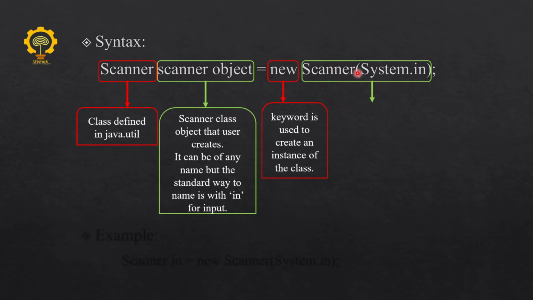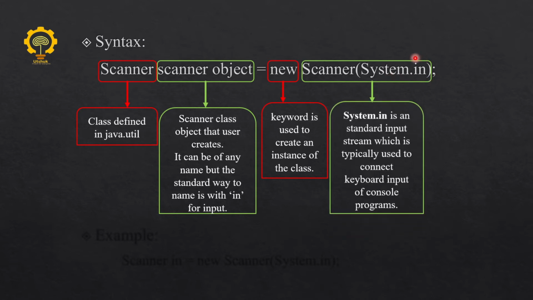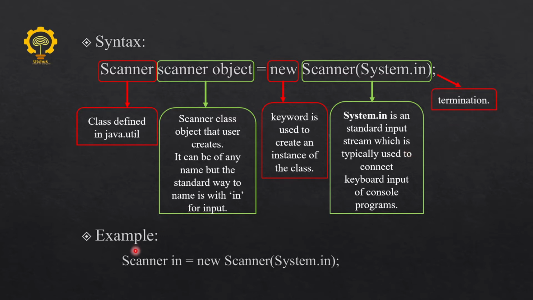And this one is the main important thing we need to understand here. Scanner is the class, and along with the scanner class we use a standard input stream, that is System.in. System.in is a standard input stream which is typically used to connect keyboard input to a console program. So whenever the user hits the input from the keyboard, this makes the connection between the keyboard and the console program. And this one refers to the termination of the line. Example: Scanner in equals new Scanner(System.in). So this is the object name that the user is going to create.